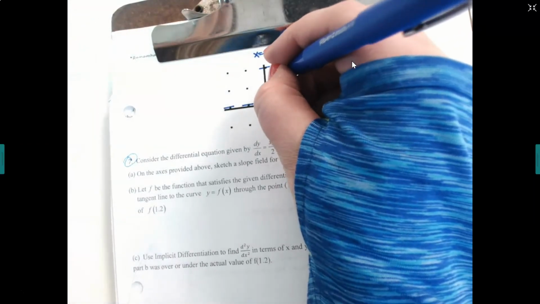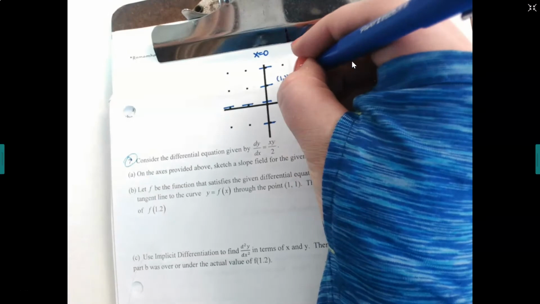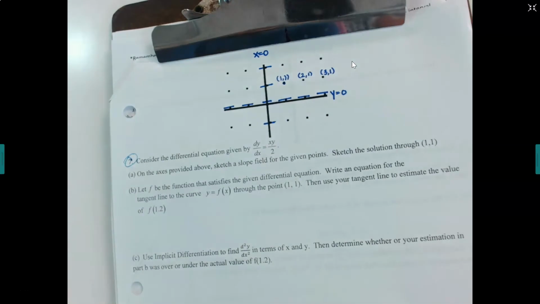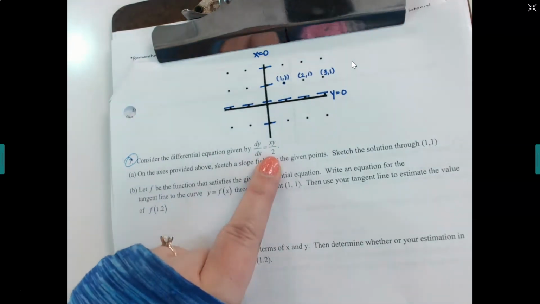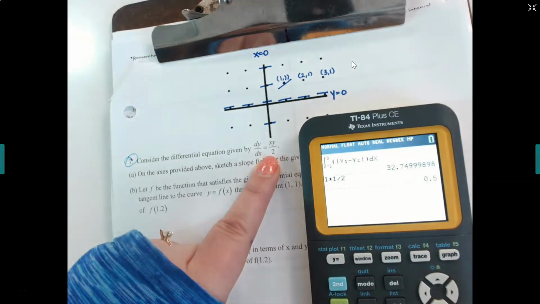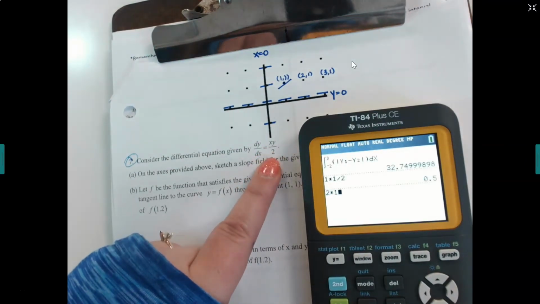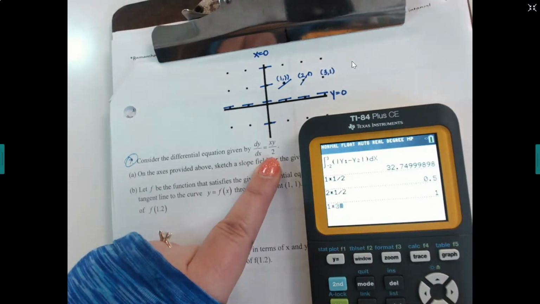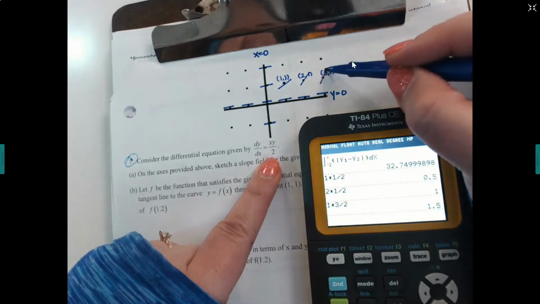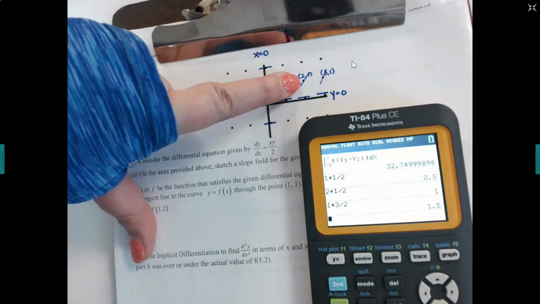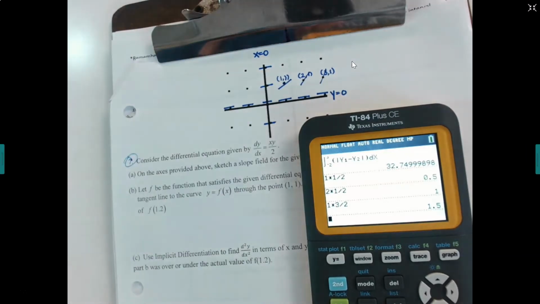So this is (1, 1), (2, 1), and (3, 1). Okay, let's do (1, 1) first. So if I plug that in here, I'm going to have 1 times 1 divided by 2. That comes out to be a half. Then I'm going to come over, I'm going to have 1 times 2 divided by 2. That's 1. Then I'm going to have 1 times 3 divided by 2, 1.5. So as you can see, I had a slope of a half, then a slope of 1, then a slope of 1.5, so I can see that my graphs are getting steeper.